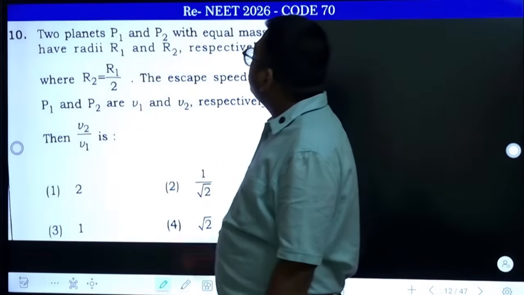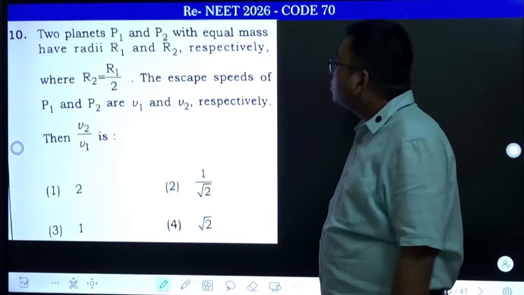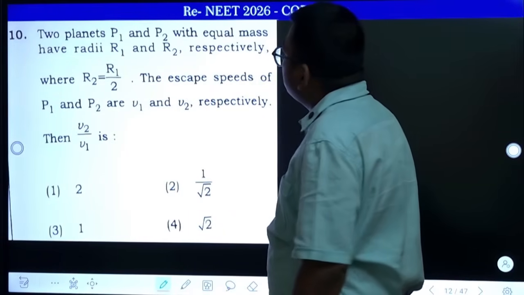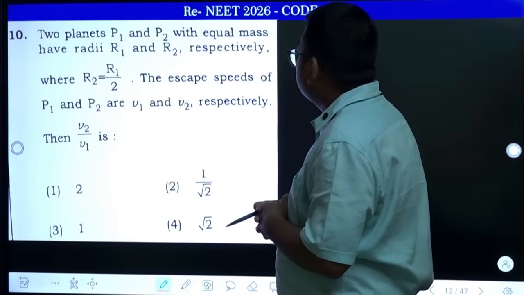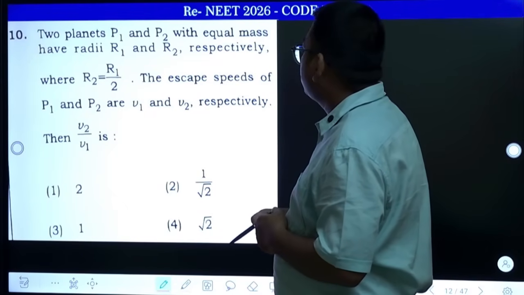Two planets P1, P2 with equal masses have radius R1, R2. Okay, radiuses are given. The escape velocity and escape speeds of P1, P2 are given.